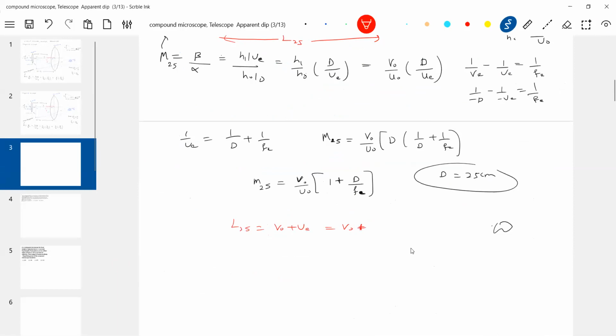Now what is UE equal to? UE should be equal to dFE by D plus FE. V0 is unknown, which we have to calculate here. This is the length of the tube, we call it the microscope tube. So what is this one? The distance between the objective and the eyepiece is called the length of the tube and is equal to this much.